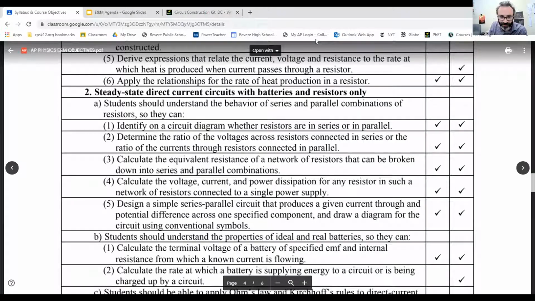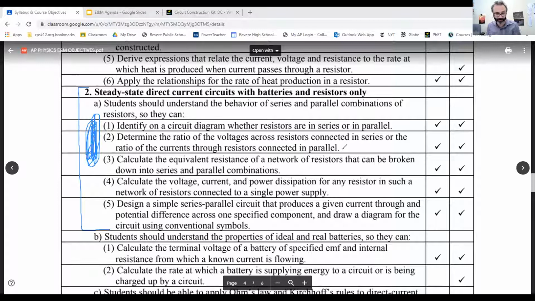That's basically all of this stuff here. And mostly the first three is what we'll be looking at today. And once we do these first three, the 4 and 5 will kind of follow naturally after that. But the idea is we want to understand the behavior of series and parallel combinations of resistors.